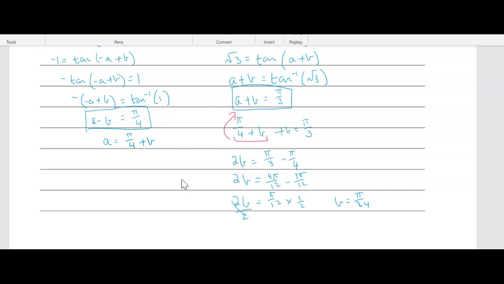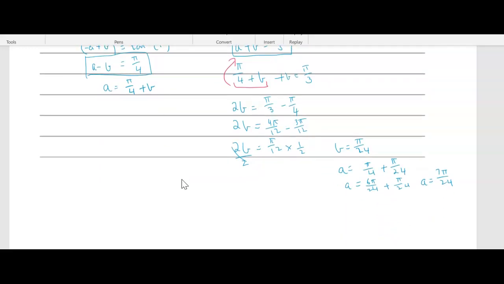So if b is equal to pi on 24, then a is equal to pi on 4 plus pi on 24. Let's just get the same denominator. So 6 pi on 24 plus pi on 24. So a is equal to 7 pi on 24, and we can't simplify that any further. So I've got b equals pi on 24 and a equals 7 pi on 24.